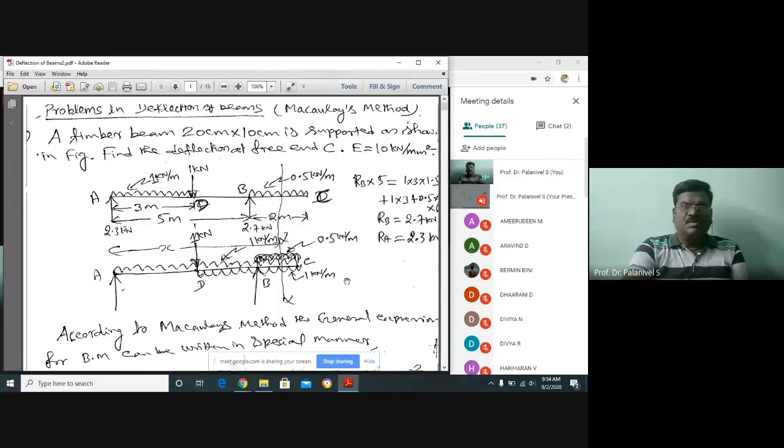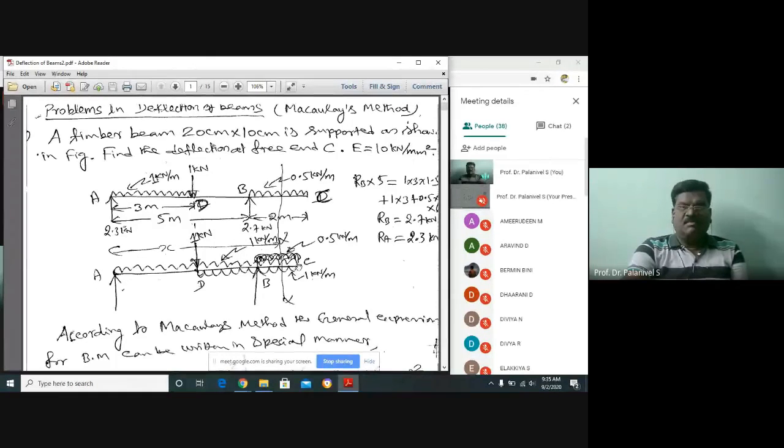Because I have already told you, any UDL should go up to the end. In this case, the UDL is up to this end, but this UDL is only up to this point. If that discontinuity is there, we have to modify the UDL this way. The load diagram is to be modified. This one only we have to modify and write the general expression.